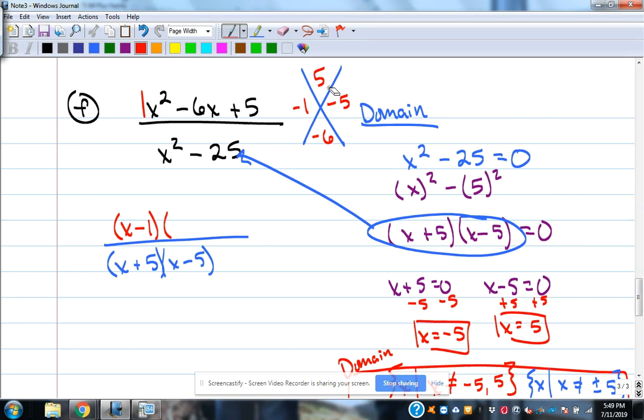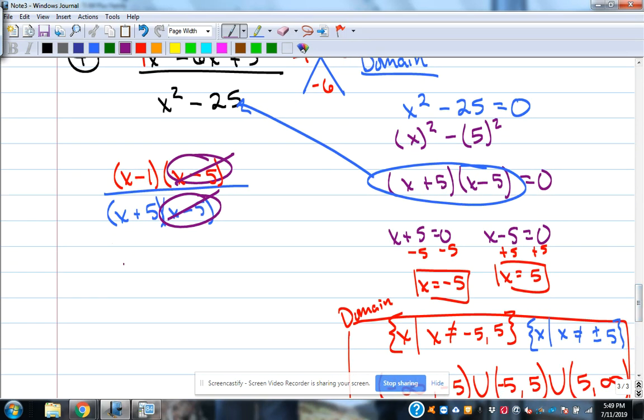So we got a negative 1 and a negative 5 that multiplies to be positive 5. Negative 1 plus negative 5 adds to be negative 6. So that means our factors are x minus 1 and x minus 5. And now, hey, we got a couple of them that match here, and we're going to cancel those out. And that gives us a simplified version of x minus 1 over x plus 5.